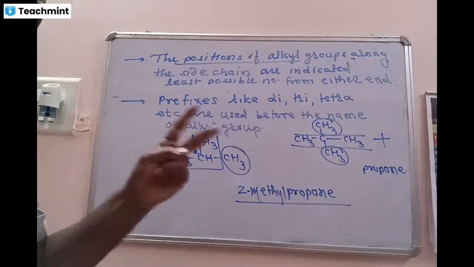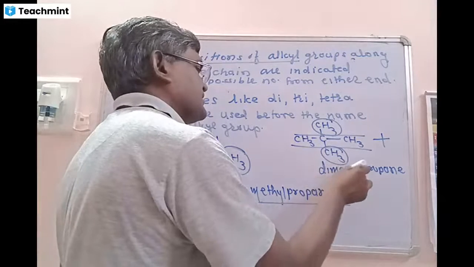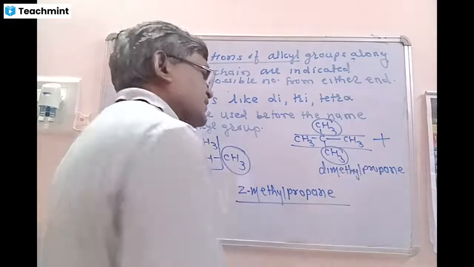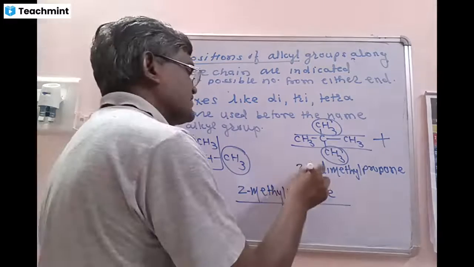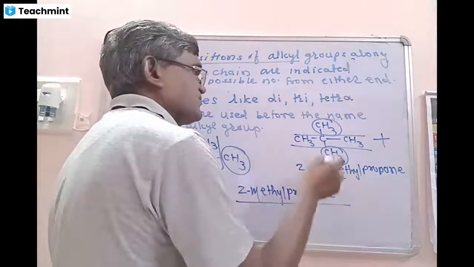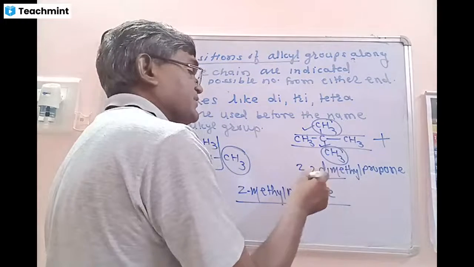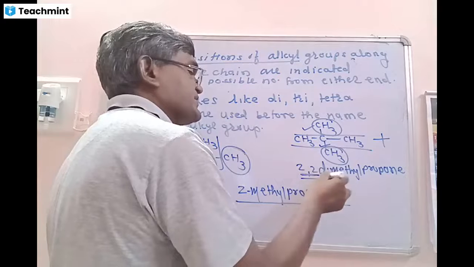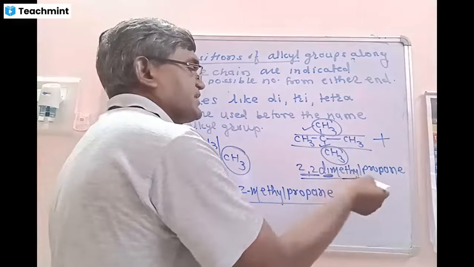How many? 2. So I will write dimethyl. Now to which carbon are they associated? Second. So I will write 2 and 2. Means this one is associated with carbon number 2. This one is also associated with carbon number 2. So these are the positions. This is the prefix for repetition 2 times, di. Then methyl, that is the name.